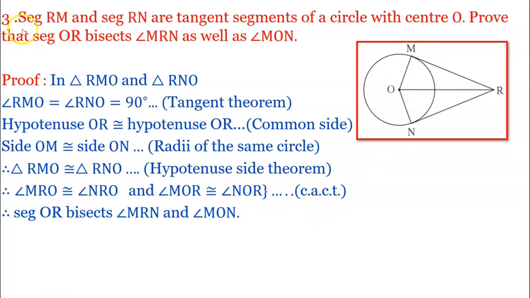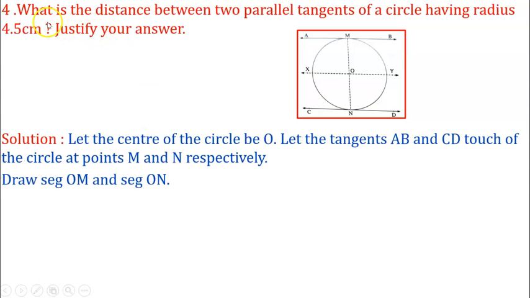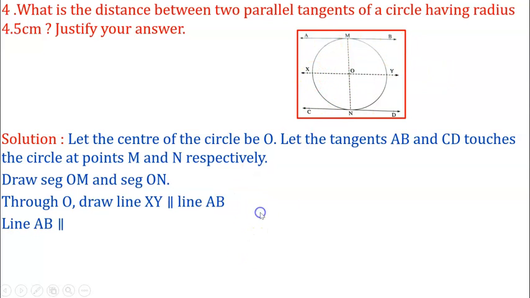Now next, what is the distance between two parallel tangents of a circle having radius 4.5 centimeters? Justify your answer. Now the solution. Let the center of the circle be O. Let the tangents AB and CD touch the circle at points M and N respectively. Draw segments OM and ON. Through O, draw line XY parallel to line AB.